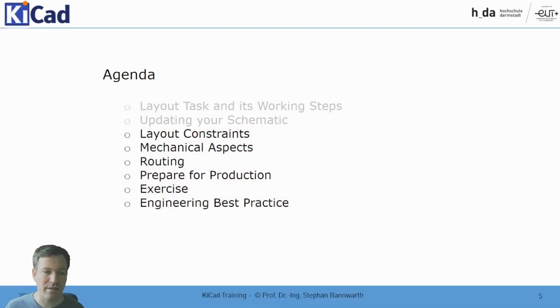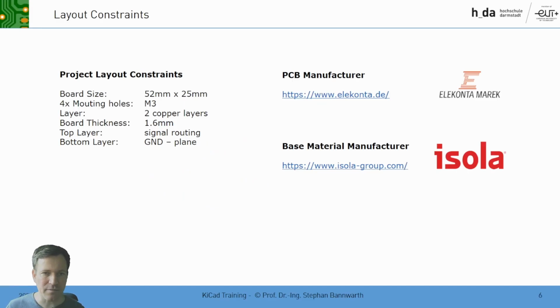Now it's time to enter the layout constraints into KiCad. As mentioned before, we have in general two constraints. One comes from your project: the board size, how it's mounted, how many copper layers, etc. And the other constraints come from the manufacturers. This means your PCB manufacturer will tell you the mechanical constraints like minimum hole size, minimum track width, clearance between tracks and solder paste, etc. And the base material manufacturer will tell you the physical properties of your base material, resulting in the physical properties of the PCB.